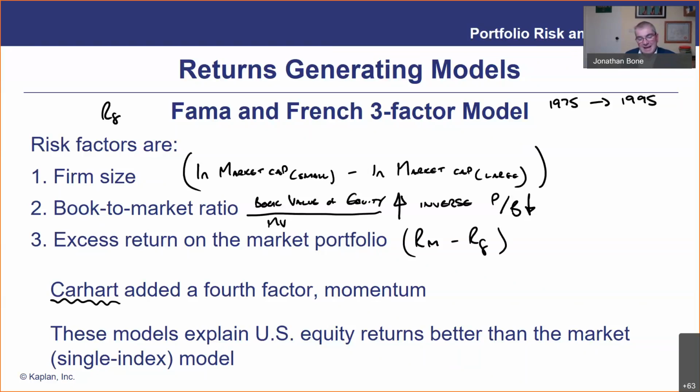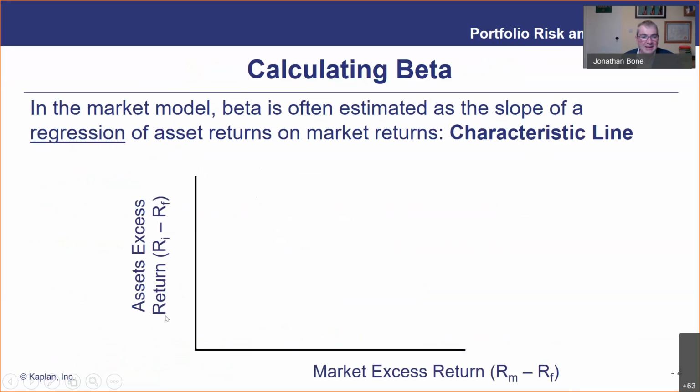Pastor-Stambaugh, which you encounter, I think, in equity, added a factor, and that was liquidity. The idea that you need a higher return on a stock with lower liquidity. So the idea is, by introducing these additional factors, these models explain equity returns better than our single-index capital asset pricing model. So don't worry too much about multivariate models. You're going to see it really at Level 2.